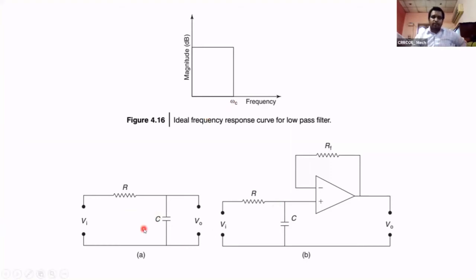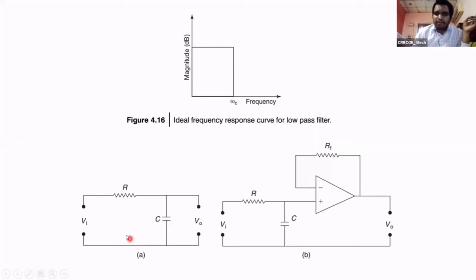This is the passive circuit of the low pass filter. Here we are connecting two elements, that is resistance and capacitance. In this manner we are giving input here and taking output here. This is called a passive filter. This is the circuit of the passive filter. This is the circuit of the active filter.